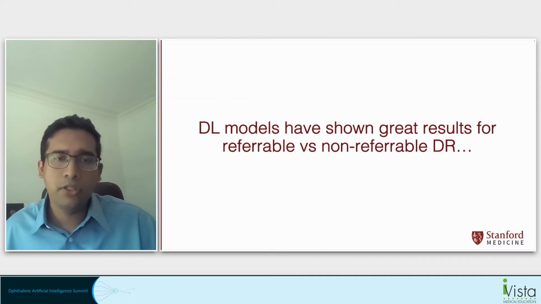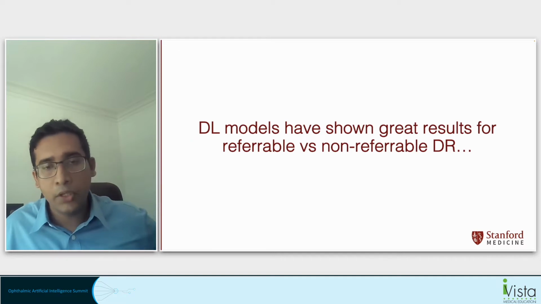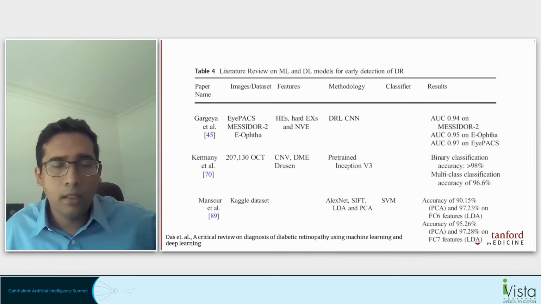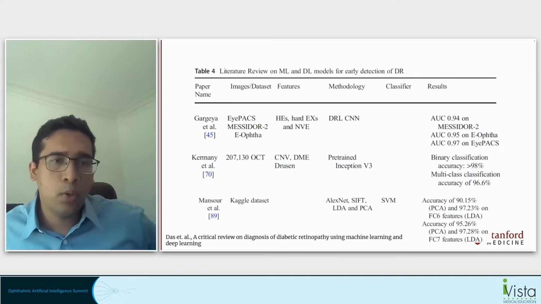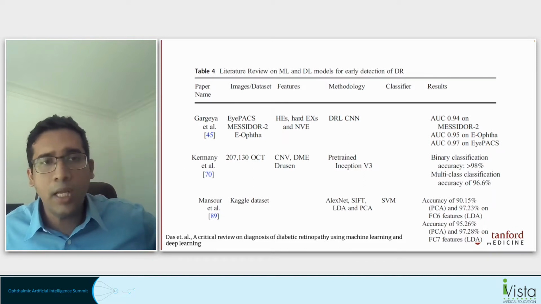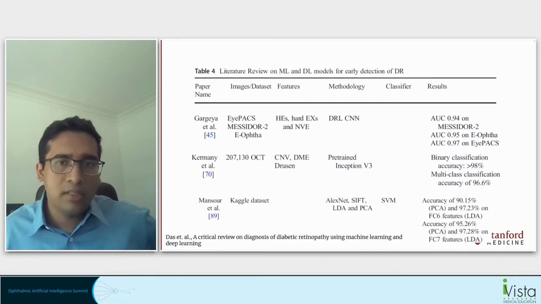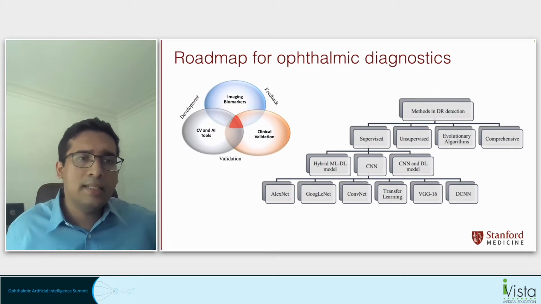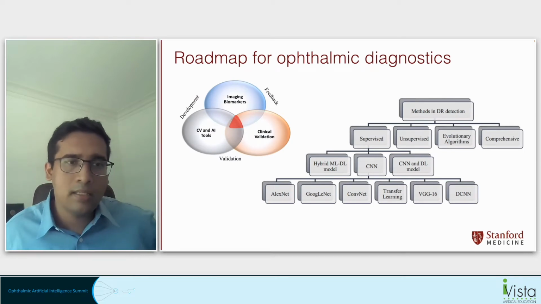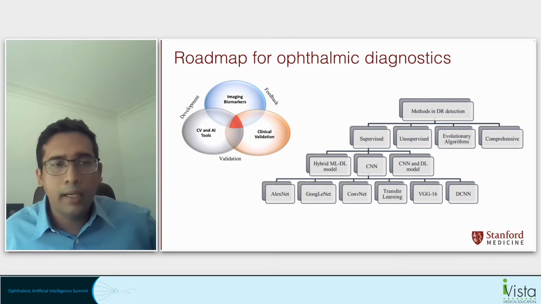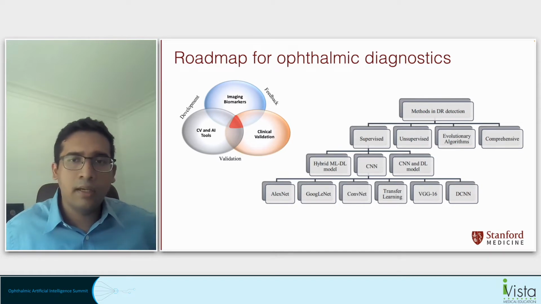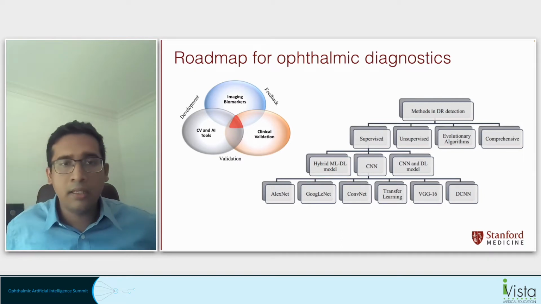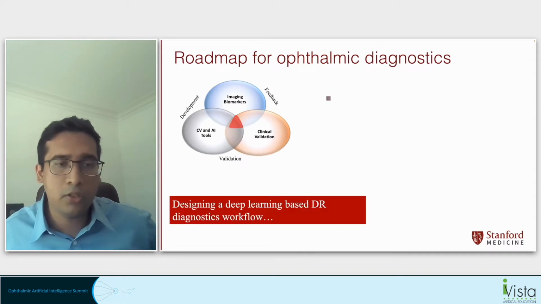So deep learning models have shown great results for referable versus non-referable DR. We have seen excellent studies where different researchers have used different types of datasets, like open source clinical datasets, and achieved very high accuracy and AUCs. Traditionally, the ophthalmic diagnostics workflow has involved imaging biomarkers, integration of computer vision and AI tools, and then clinical validation. Deep learning itself has a lot of different branches, supervised deep learning, and the use of different architectures as well.